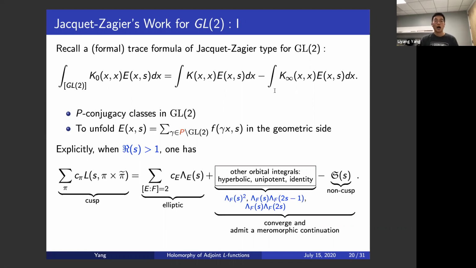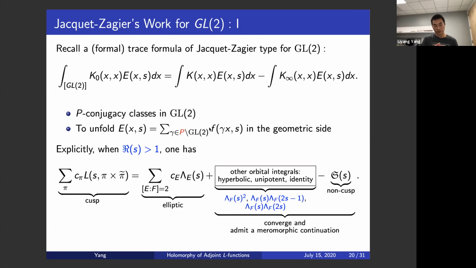Then Jacquet and Zagier investigated the P-conjugacy classes in GL2. The reason to look at P-conjugacy classes is to unfold the Eisenstein series. Here's a quotient of GL2, and if you can unfold the Eisenstein series, then we will have a quotient by P over the rationals. Therefore, this is the idea to compute the geometric side.